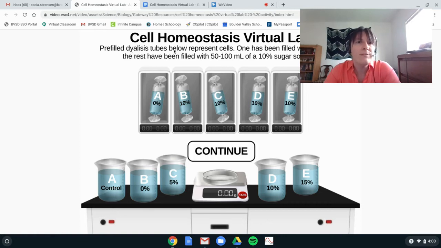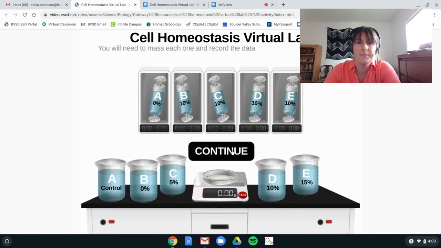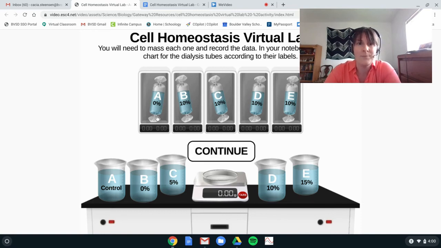So we have some pre-filled dialysis tubes representing cells. So it turns out dialysis tubing is something that has a lot of similar properties to cells. So these aren't real cells, but they're models. One has been filled with water, and the rest have been filled with 50 to 100 milliliters of a 10% sugar solution. So now I need to get the mass of each one and record that data.